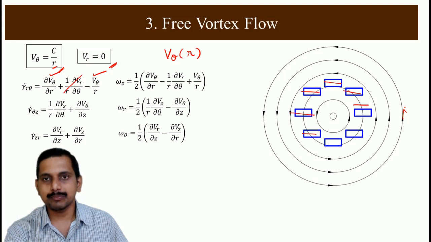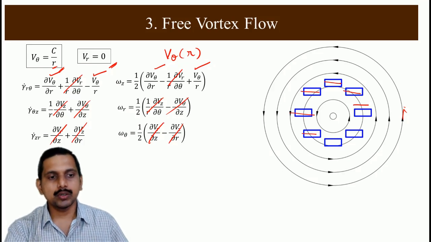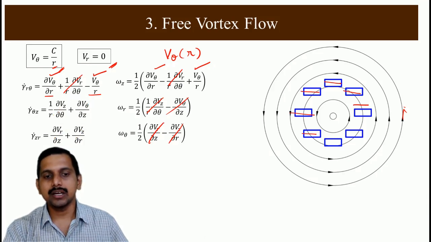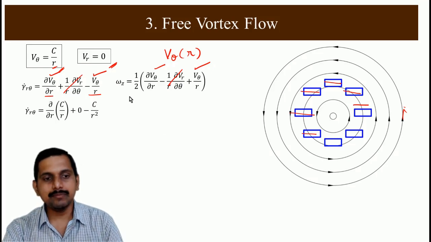This goes off because Vr is equal to 0. This remains. This goes off. This remains. This is not there, because v theta is not a function of z. Correct. So this goes off. This also goes off because Vr is 0, Vz is 0. So everything goes off. What remains is only dou v theta and this one. So only those things remain here. All the other things are gone. Okay. So what remains is that part, and we will see what it is.